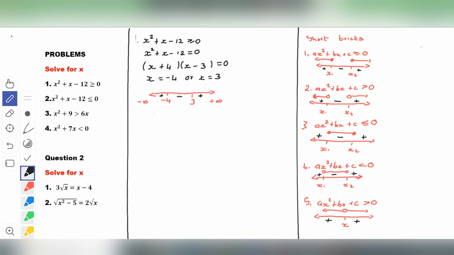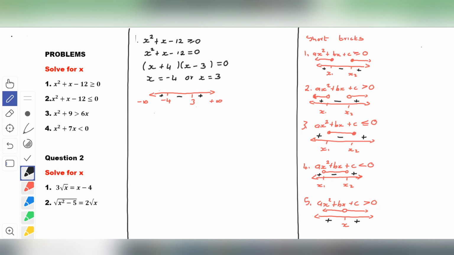Okay guys, we can see that now from -4 to negative infinity we have positive, and from -4 to 3 we have negative, and from 3 to positive infinity we have positive, right? So what was the use of finding those signs? Now we are going to check our inequality.